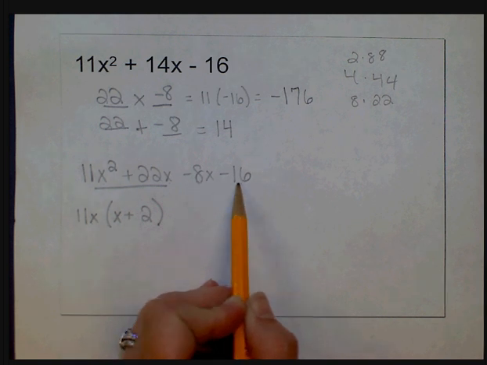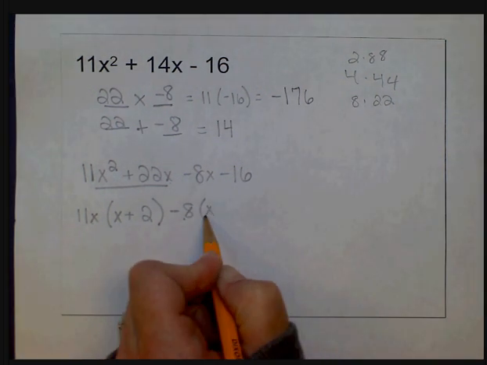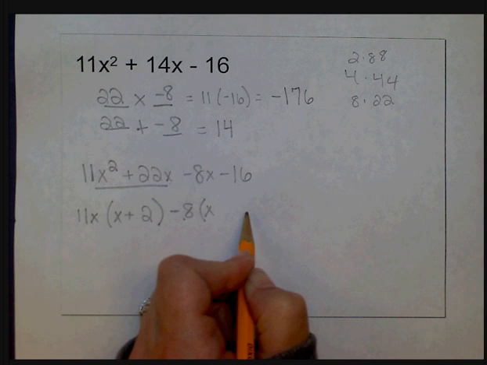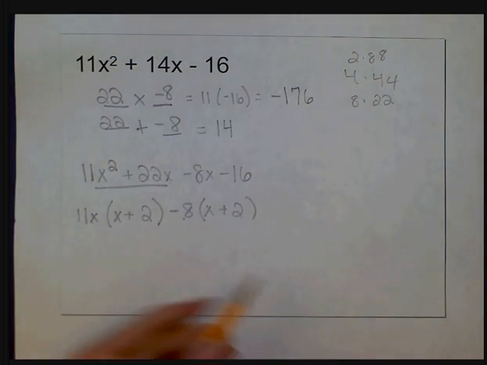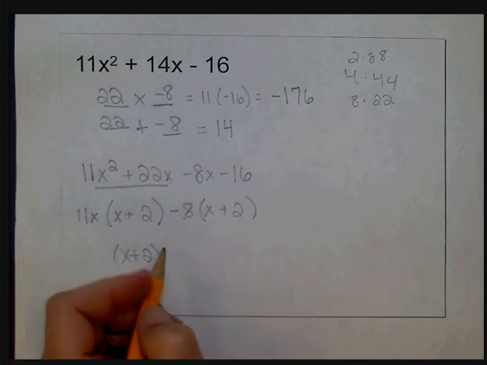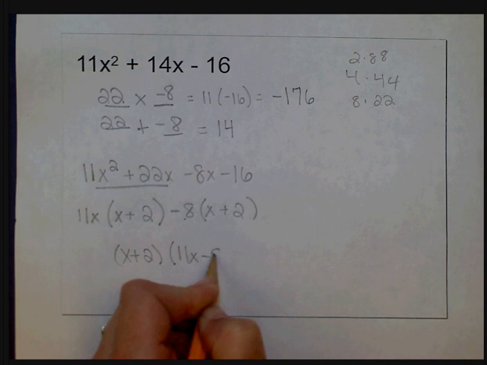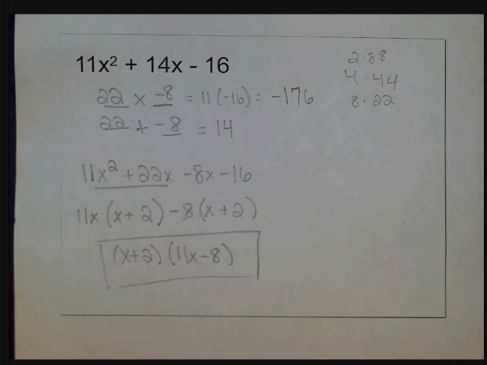So negative 8 and negative 16 have a negative 8 in common. So negative 8 times x will give us negative 8x, and negative 8 times a positive 2 will give us a negative 16. So I pull out the x plus 2 because it's common. And then what's left over? 11x minus 8 becomes my second factor. So x plus 2 times 11x minus 8 are the factors of that trinomial.